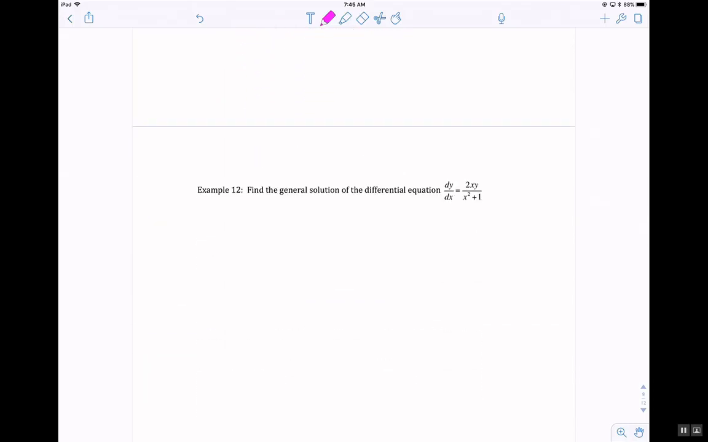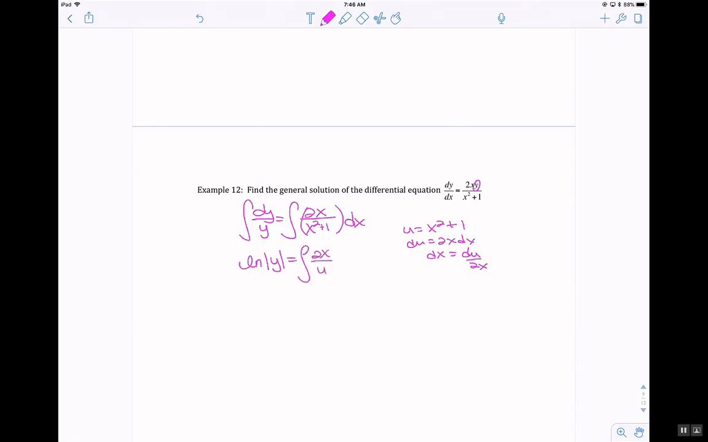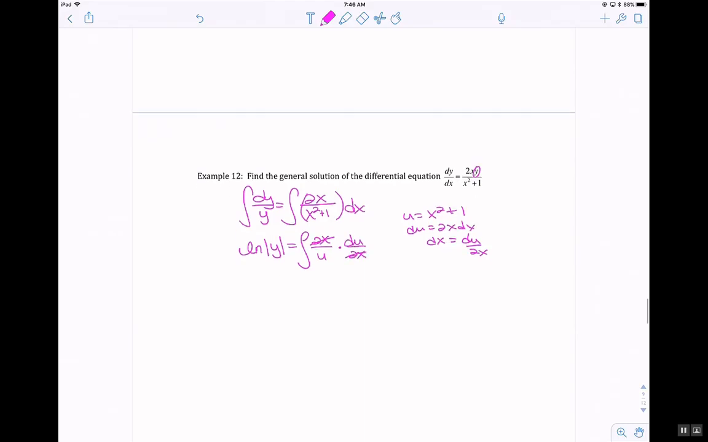Do another one here. So I'm just going to move the y by itself. So then dy over y is equal to 2x over x squared plus 1 dx. I take the antiderivative of both sides. So this is ln absolute value of y is equal to, with a u substitution, u is equal to x squared plus 1, du is equal to 2x dx. So dx is du over 2x. The antiderivative of 2x over u times du over 2x: the 2x's both cancel out.